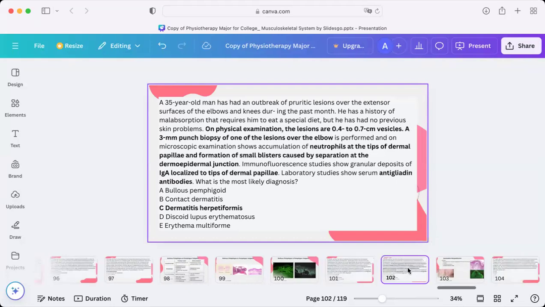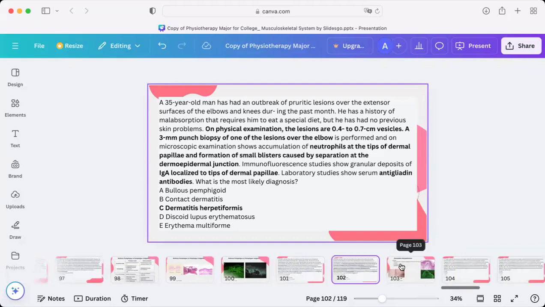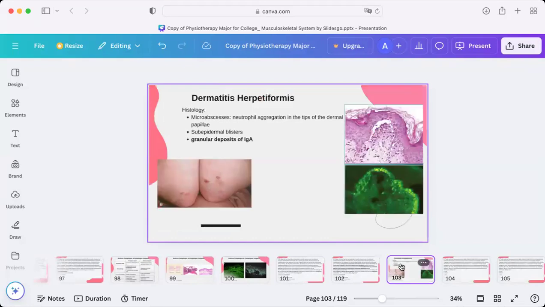It is dermatitis herpetiformis. Guys, they might not give you the tissue, but the anti-gliadin is positive. So just know that this is how it appears as well, okay? It appears on the elbows, on the extensor surface, okay? And please know that there is granular deposits of IgA. Please know that it's IgA, specifically IgA, and that it's located at the tips of the dermal papillae. This is pretty high yield and it's pretty obvious, okay?